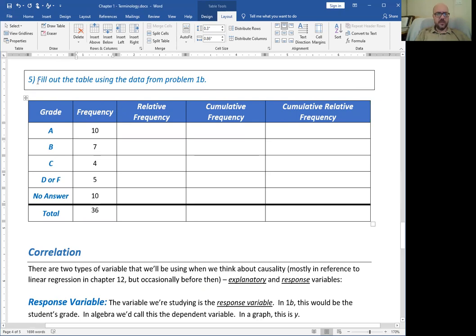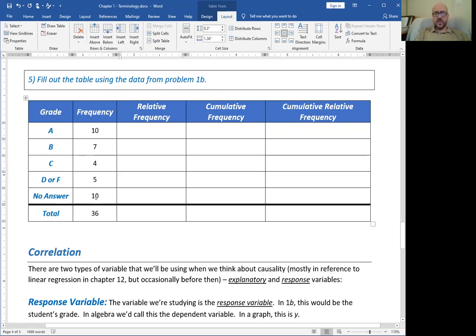And so here I'm considering no answer as a legitimate category. It's also fine to not consider that a category at all and just use 10, 7, 4, and 5 as your categories, but that's not what I'm doing here. I'm considering no answer as one of the categories.